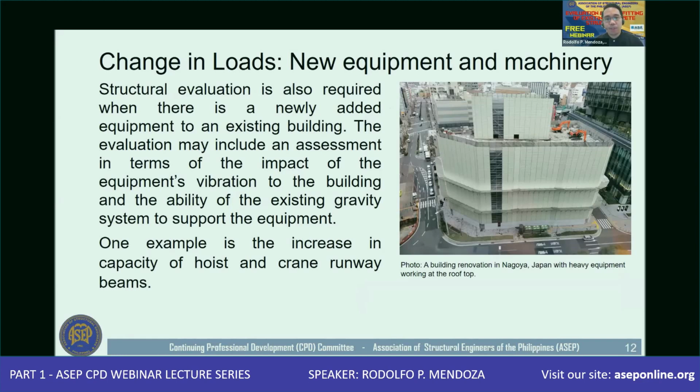Now, we also do structural evaluation when there is a new equipment added to the existing building, which is very common in the manufacturing industry. For example, the industry would like to increase the production of the plant and would like to introduce this new equipment. So structural evaluation is needed to determine if the existing structural elements can support this added equipment or machinery.